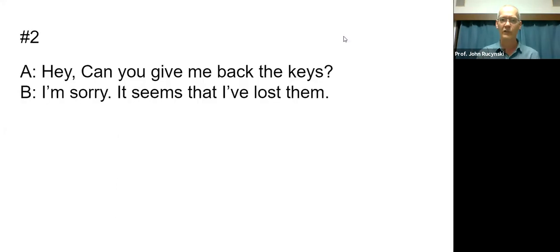Okay, so that should be very easy to see. And she's also showing the keys, but it's showing she's sincere. So almost the same dialogue, but this time it seems that I've lost them.